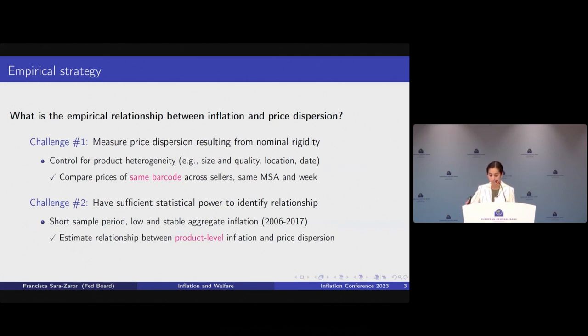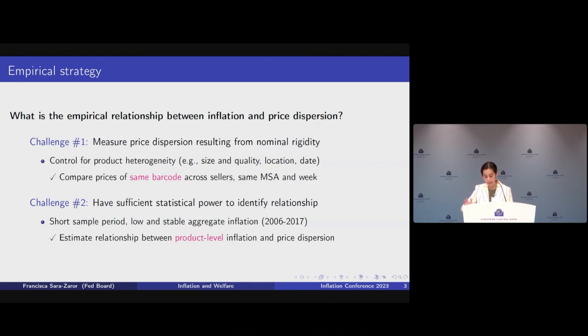Let's start with the empirical section. We want to know what is the empirical relationship between price dispersion and inflation. The literature, and also myself, have faced two challenges. The first one is that we want to measure price dispersion resulting solely from nominal rigidity. So we want to control for product heterogeneity, namely size and quality of the products, the location of the stores, and date of transactions. To overcome this challenge, what I am going to do is compare the prices of products that have the exact same barcode among sellers that have these transactions at the same date. I will talk more about this later.